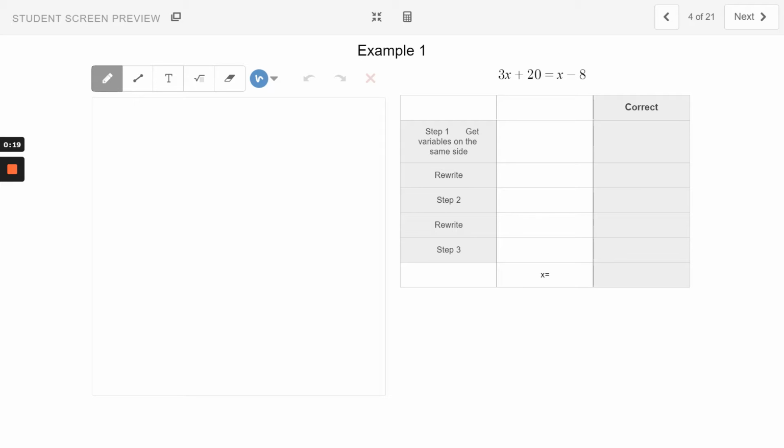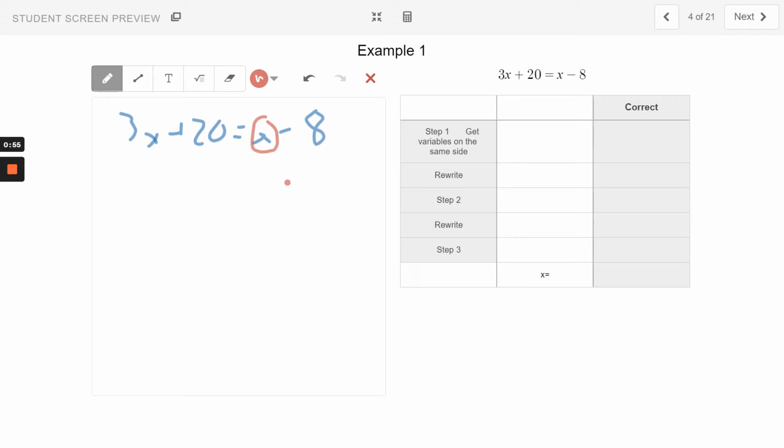So in this first problem, we have 3x plus 20 equals x minus 8. What we want to do first is get all of the variables on the same side. So you might be asking, which side should I choose? What we're going to choose is to have the variables on the side that has more to start with. So 3 is more.